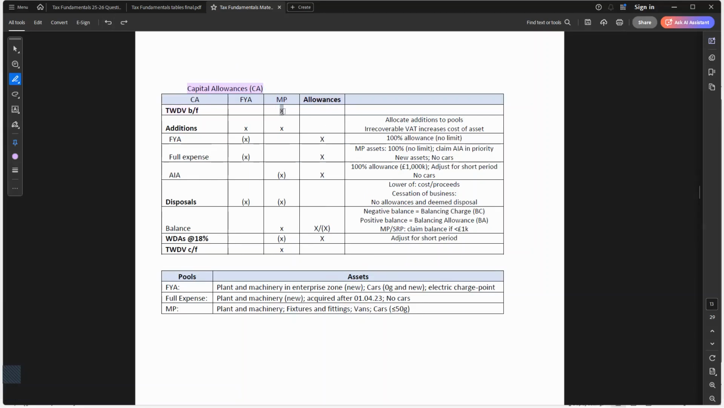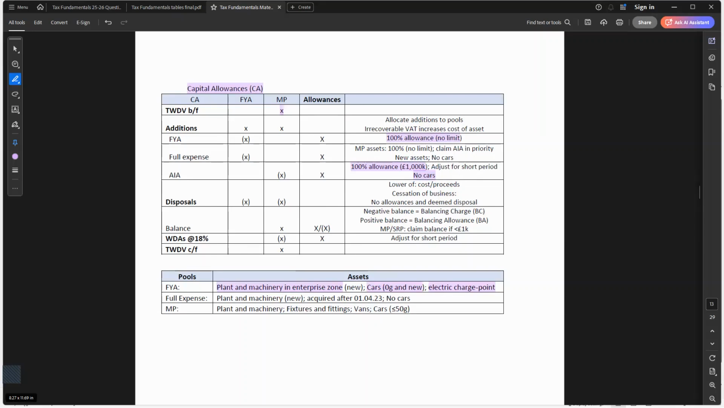We start with the tax written down value, and we've got the main pool, first year allowances, and the AIA. First year allowances are a 100% allowance with no limit, and the specific assets that qualify are electric charge points, the cars with zero emissions that we saw before that are new, and also now for companies, any plant and machinery in an enterprise zone where the asset is new. For the AIA, similarly, 100% allowance up to £1 million. Again, we need to adjust for short periods, and this AIA can't be claimed on cars.